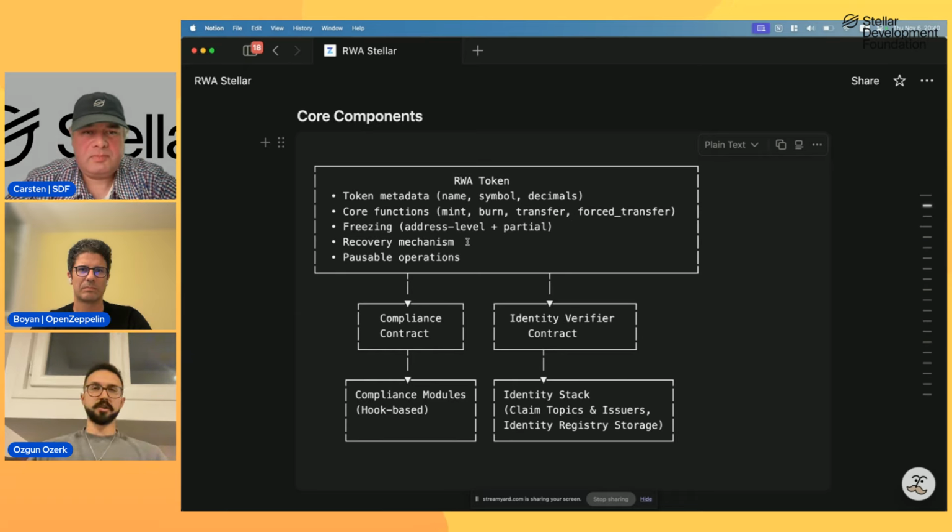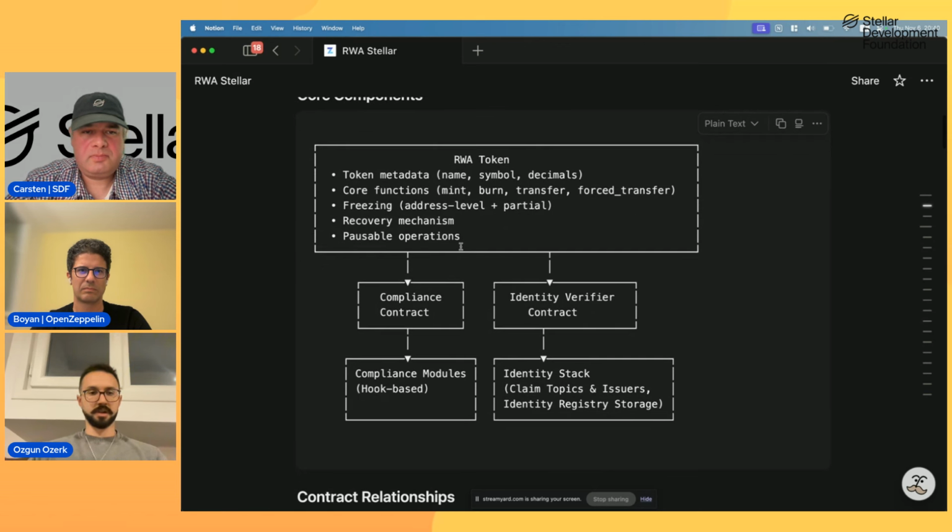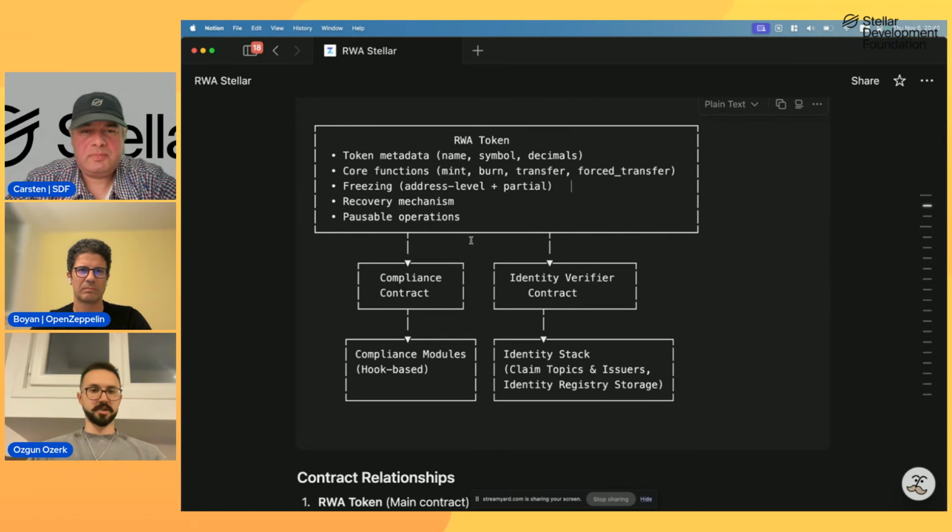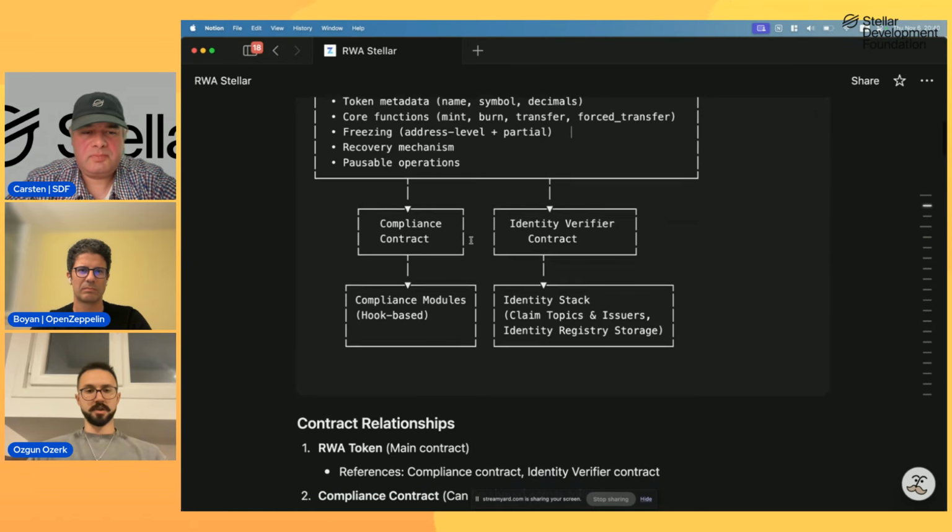For this recovery, of course, you have to convince the authorities by providing the necessary documentation. It's not part of the RWA standard, but this is how it will work behind the scenes. And you probably already know about pausable operations from other tokens as well. This is the same for the RWA token. We can pause the operations for the contract.